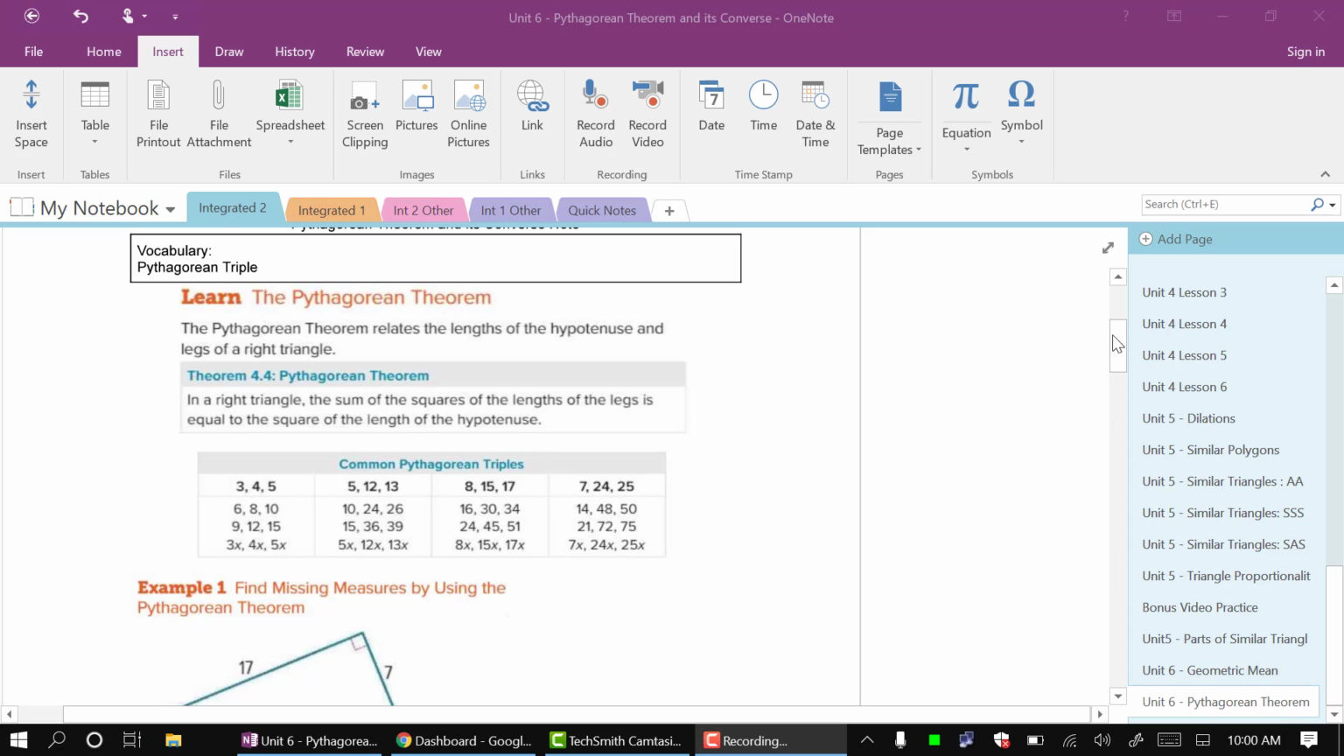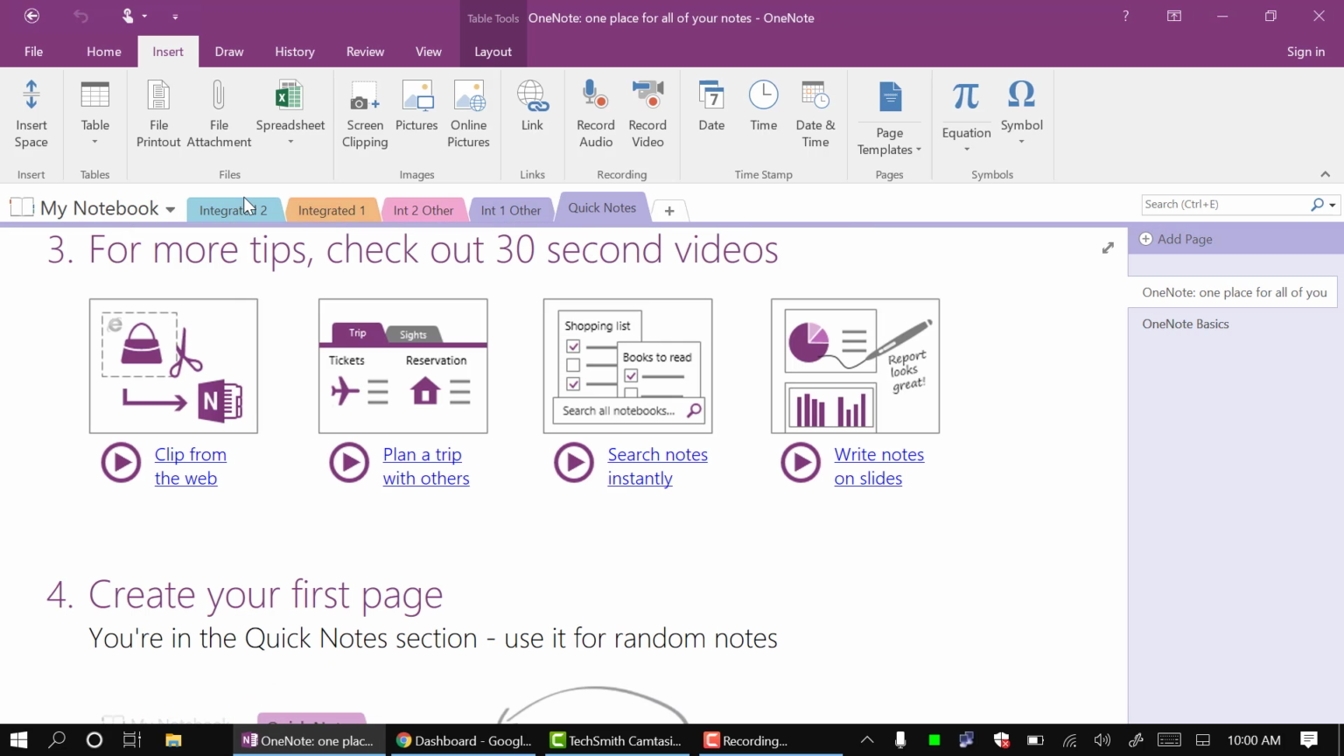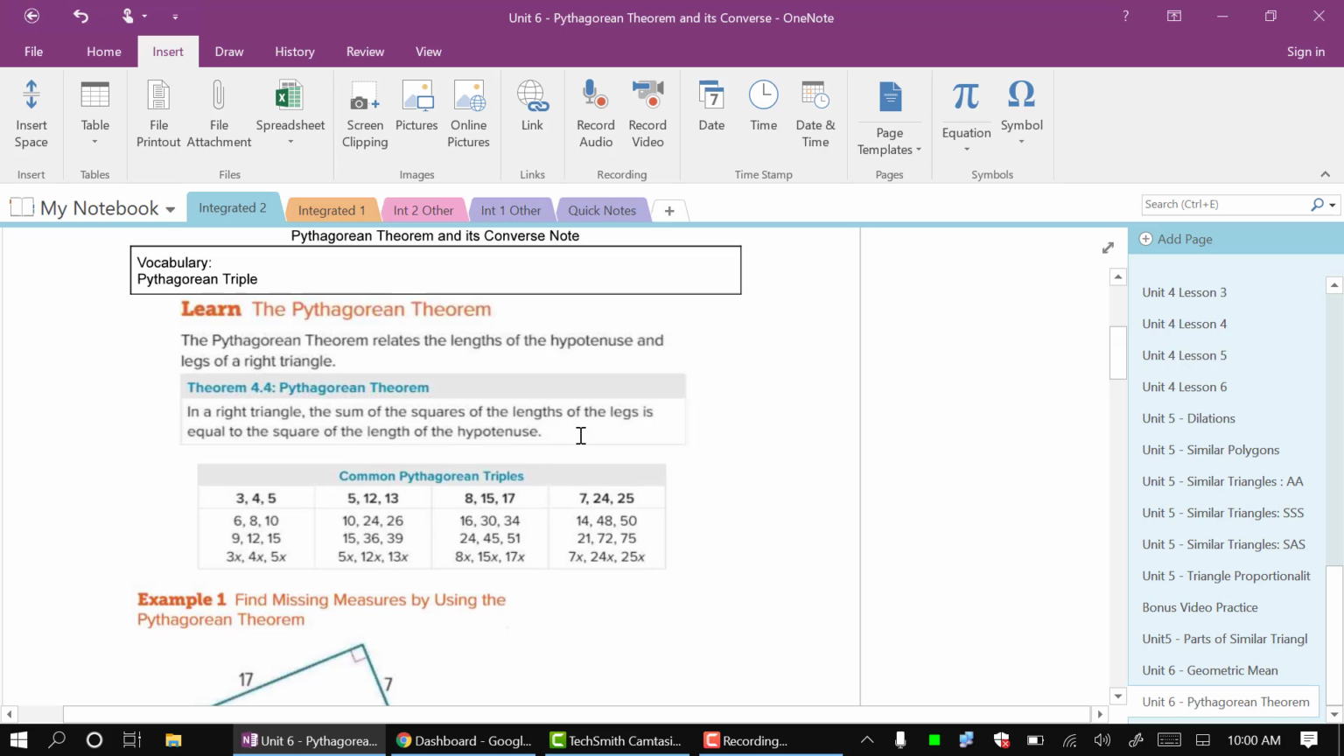Hello everyone. Today we're going to be looking at Unit 6, Pythagorean's Theorem and its converse. So our vocabulary word for today is Pythagorean triples. The Pythagorean theorem is something that we've learned before. We're just going to get a little more in depth with it. So let's take a look at our theorem for today.